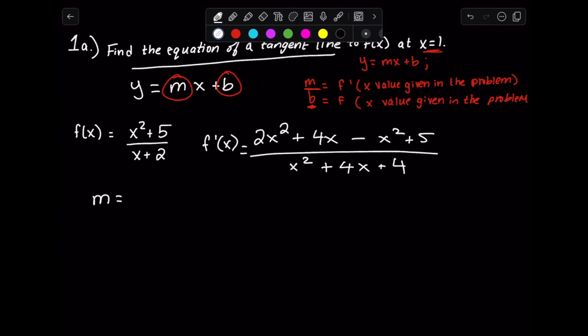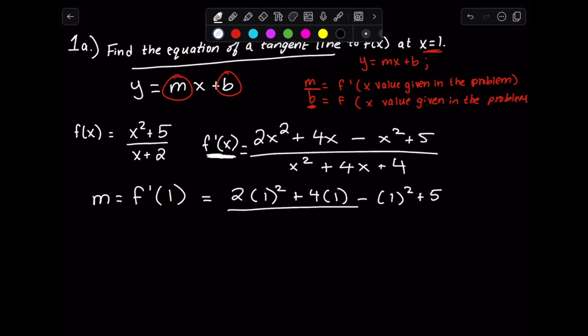So first we'll find m, which as defined above is f prime of 1, meaning you just plug in 1 to this statement every time you see an x. So m equals 2 times 1 squared plus 4 times 1 minus 1 squared plus 5 all over 1 squared plus 4 times 1 plus 4. And then that simplifies to 2 plus 4, which is 6, minus 1, which is 5, plus 5, which is 10, all over 1 plus 4 plus 4, which is 9.